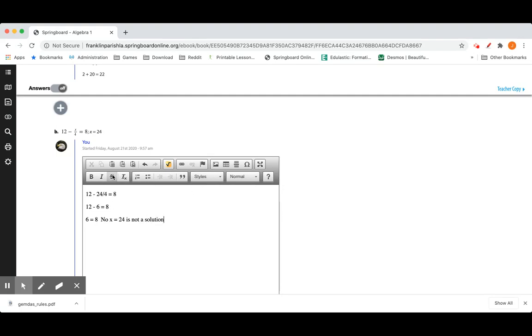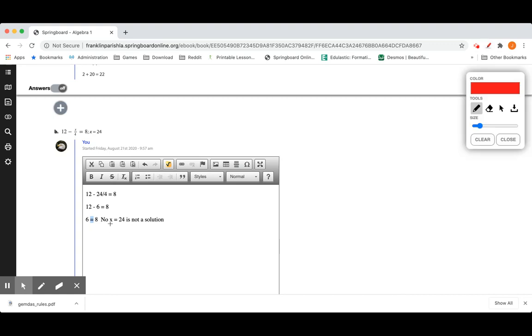And usually when we have something that's not equal, we can strike it out with a little line through it like that. It looks over here, you can see it a little bit better. That way we can say 6 is not equal to 8. We just put a line crossing out the equal sign. 6 is not equal to 8. So no, it's not a solution.